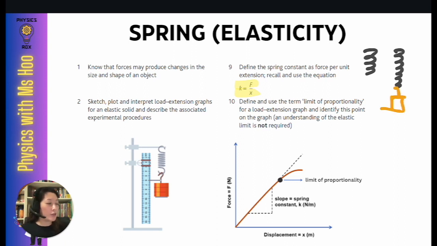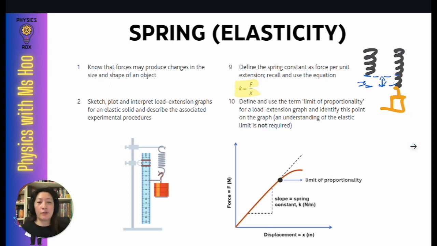The extension is that change in length. So this is extension. So not the entire spring length, not the original spring length, but the difference in the spring length from the original to the new length.